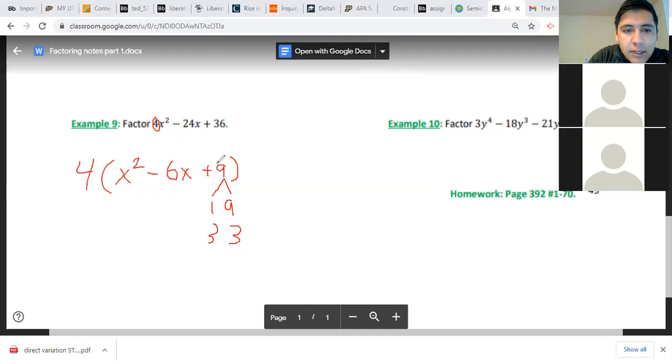Now, if you guys notice, the 9 is positive, but the number in the middle is negative. So what do you think that means? How do we have to write out our answer?